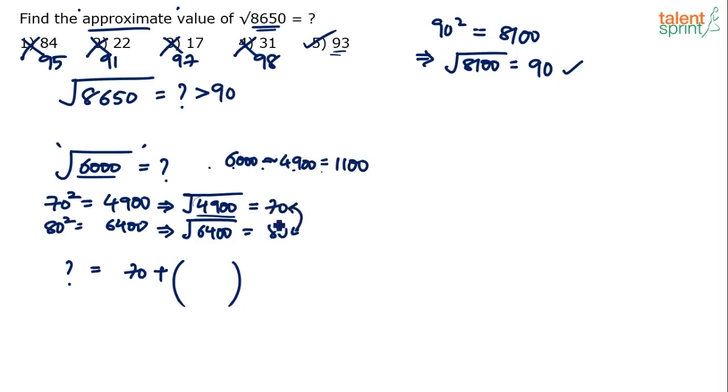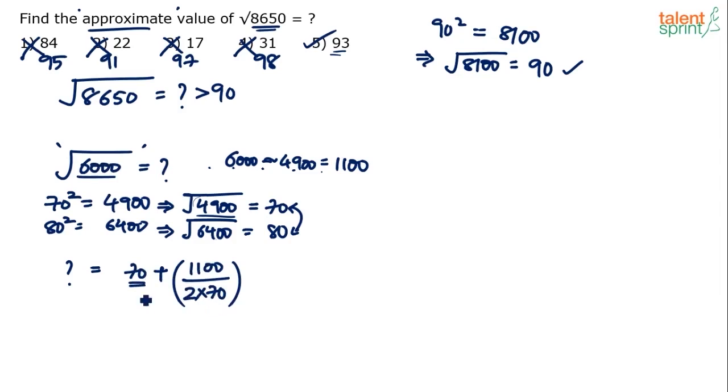So we know that the answer should be more than 70. 70 plus something. That something is actually the difference between the given value and the value that we have considered in the first step, which is 1100, divided by twice of whatever we have considered in the first step. 2 times 70. As simple as that. The approximate square root of 6000 is going to be 70 plus 1100 divided by 2 into 70.